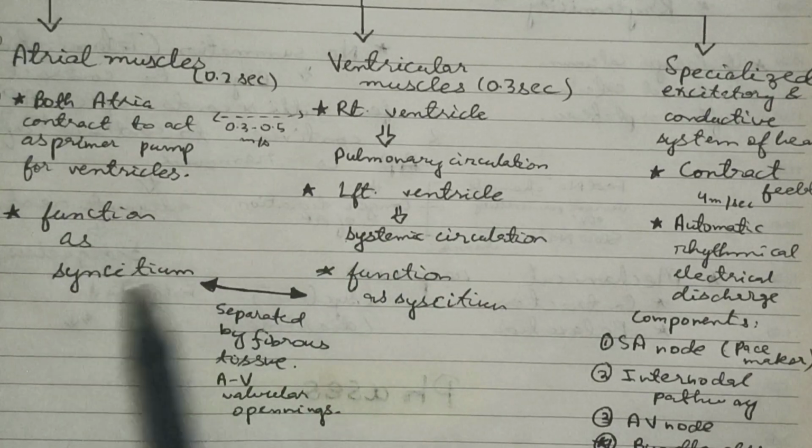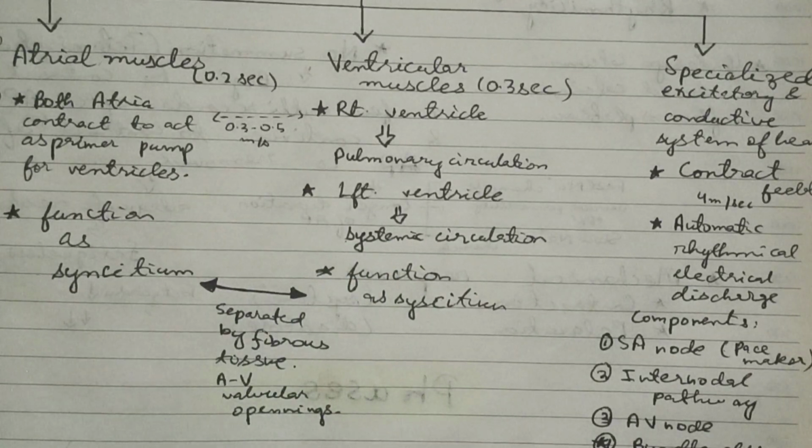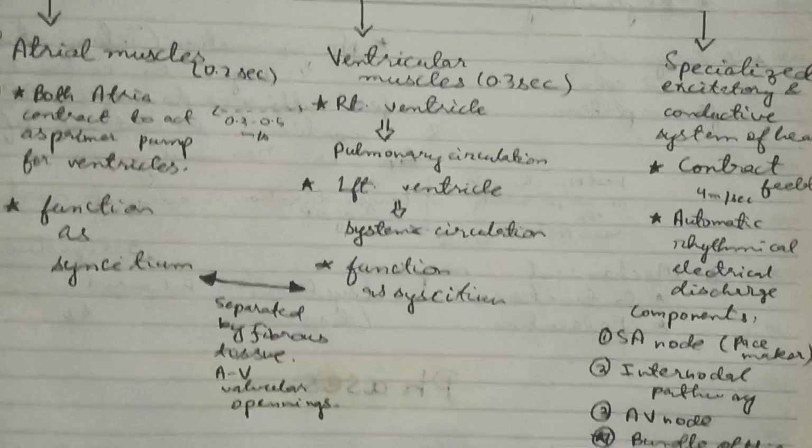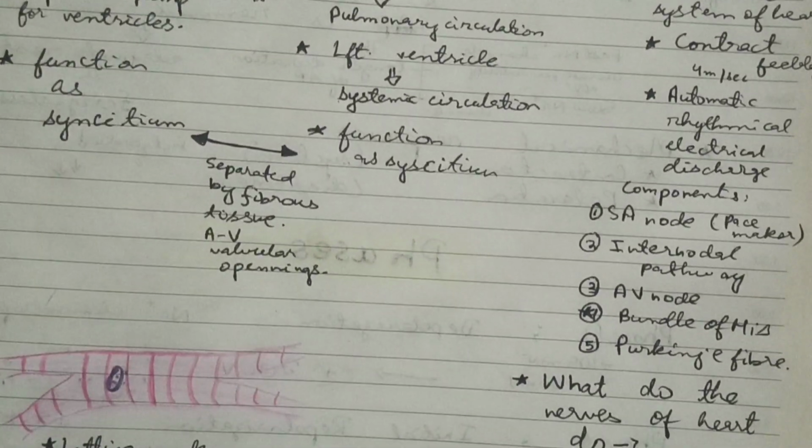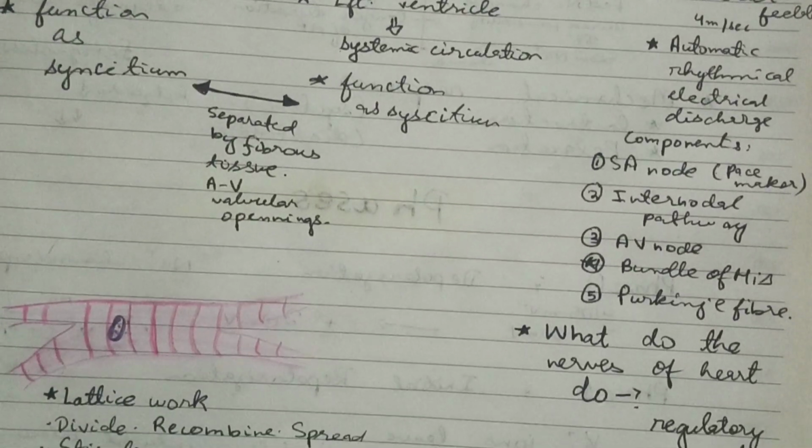Okay, now the question is, if the cardiac muscles are controlled by another specialized group of cardiac muscles, then what are the other nerves of the heart doing? For example, there is a nerve called the vagus nerve which controls the activity of the heart. So why are these nerves there in the heart?